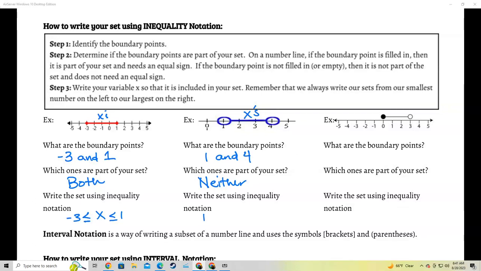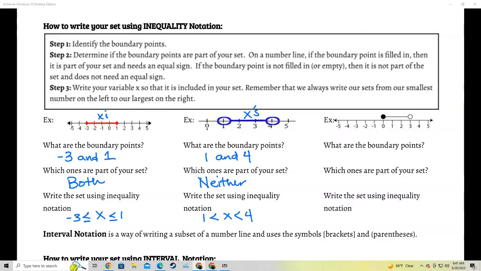Well, I know that 1 needs to be less than my x. Notice I did not put an equal sign because 1 is not one of the values for x that I can pick. So do not put an equal sign there. Whenever this is empty, you leave it without an equal sign. And my x's also need to be less than 4. Notice that the x is stuck between the 1 and the 4, and the 1 doesn't work and the 4 doesn't work, so we do not put equal signs.